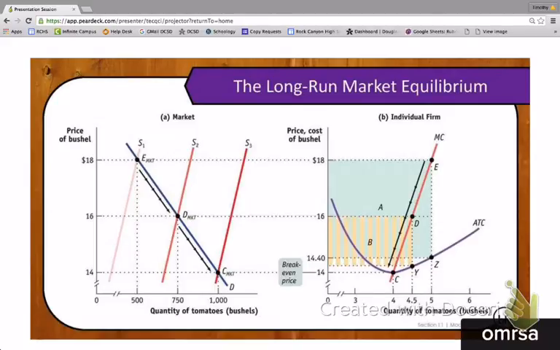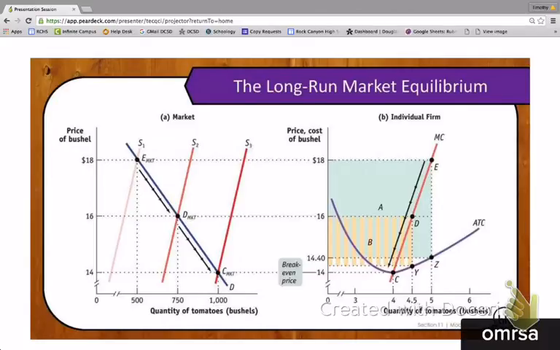So here's what that long-run market equilibrium looks like. Notice that at an original price of $18, looking at the graph on the left, the market equilibrium is $18. So for the individual firm, they will be producing at point E a quantity of 5 tomatoes at a price of $18, the market price. In the market as a whole, that means 500 tomatoes will be produced.